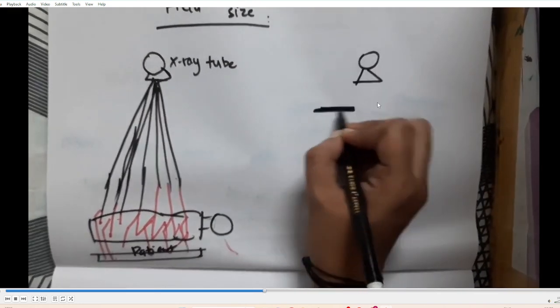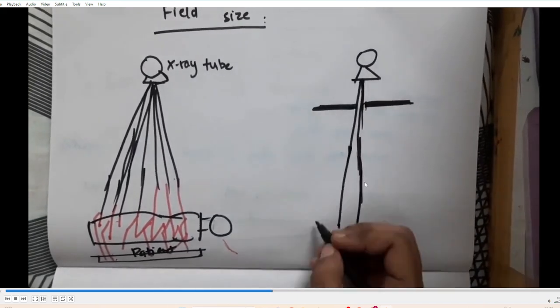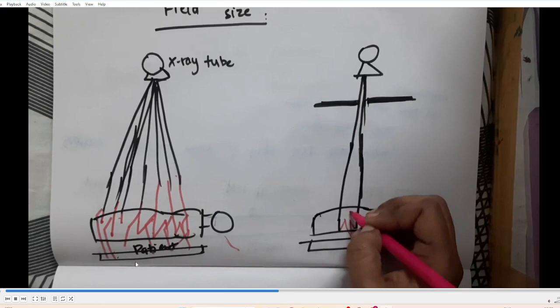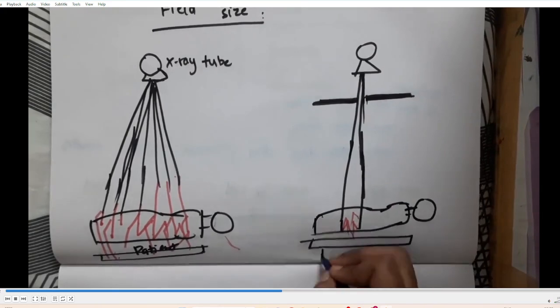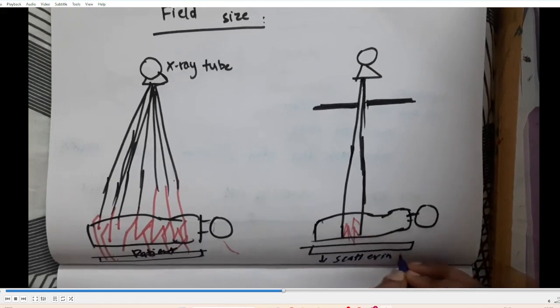When the X-ray tube is collimated, this results in the production of a narrow beam of radiation which will irradiate a small volume of tissue. It generates a small number of scattered photons. Most of the scattered photons miss the film because most of them will have a larger angle of escape.